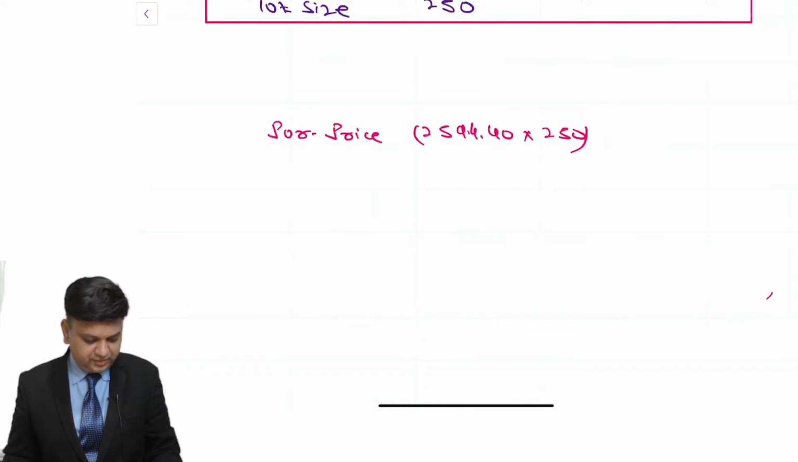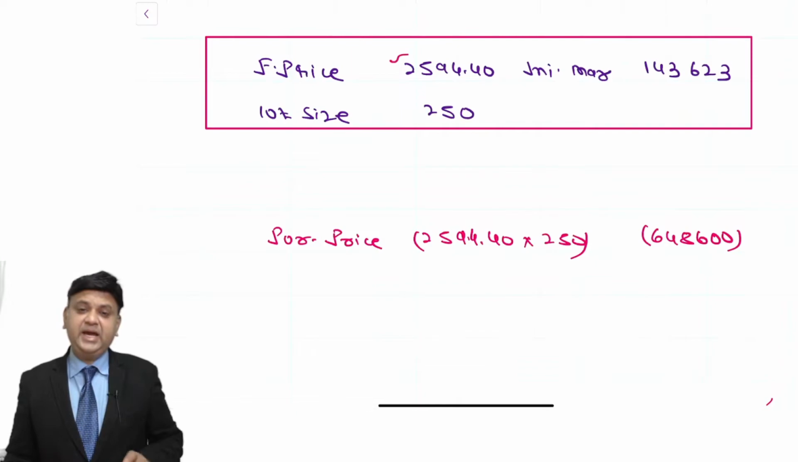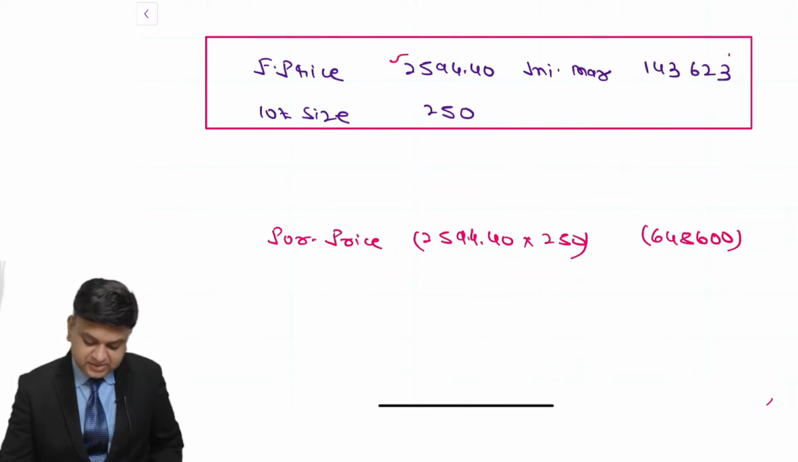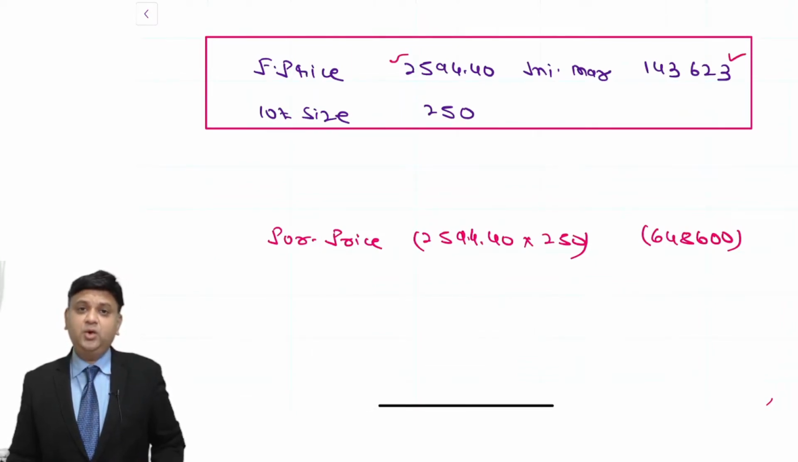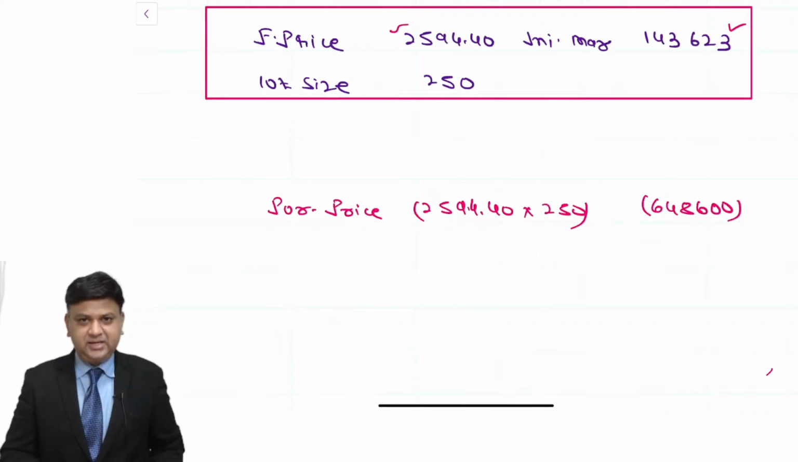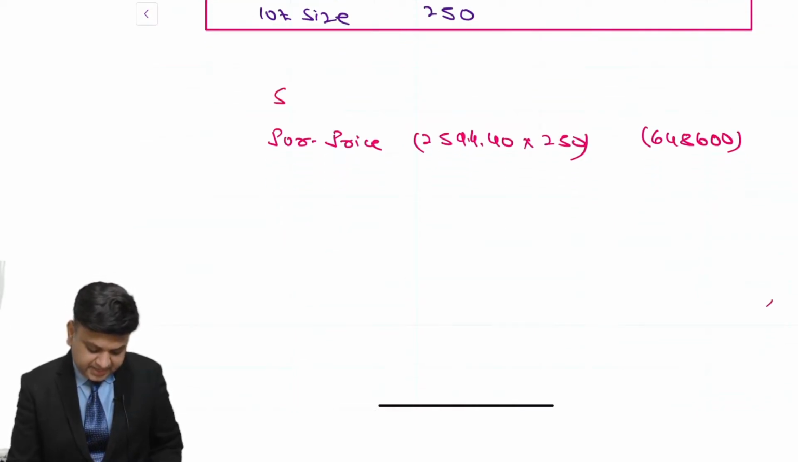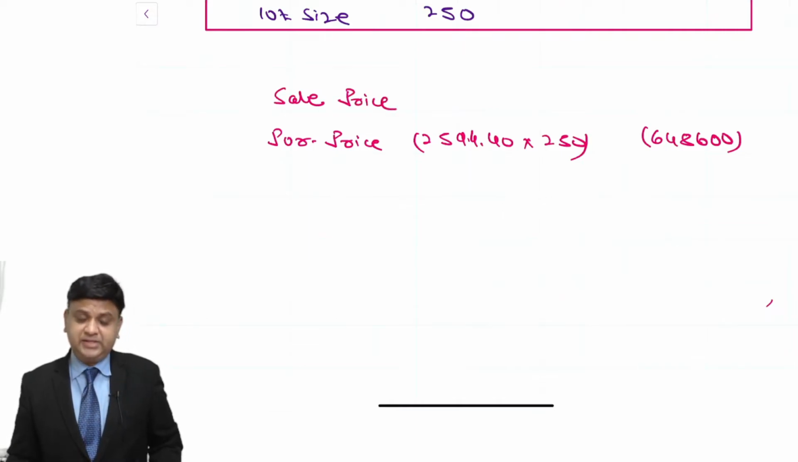2594.40 into 250. So it comes to 6,48,600. Now basically I have to make the payment of the margin, that is, the amount of the investment is only 1,43,623. Now let us say that the price of the security falls down, and I am taking an assumed figure, the futures price falls down to 2550, and I am expecting that the price will further fall down, so I square off the transaction.